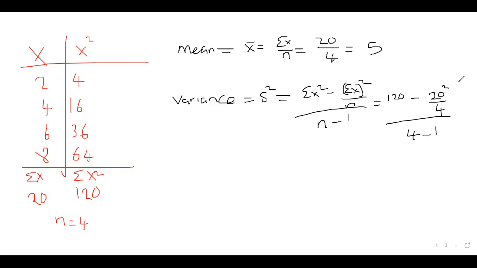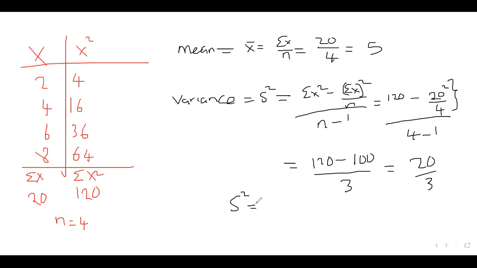Okay, so you need to start from this breakdown. You break this one down. 20 squared over 4, what do we get? 100. We got 100, right? So 120 minus 100 divided by what? 3. So what do we get? 20 over 3. So what is our variance? 6.67. Good, 6.67.